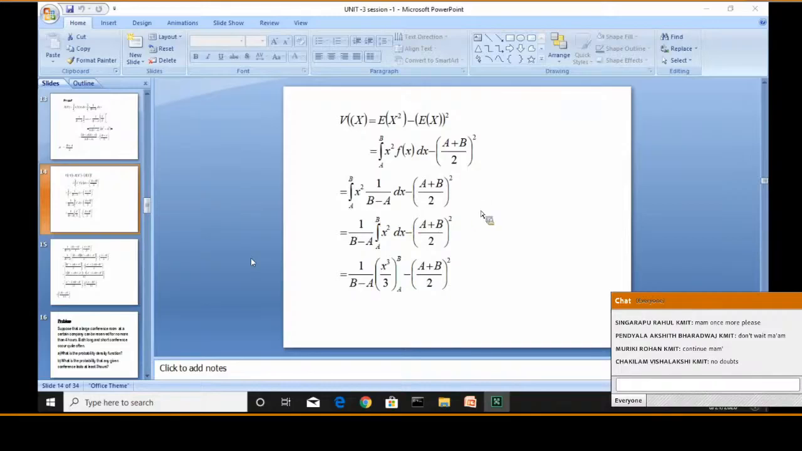Am I correct? This line is correct. Is it clear? Yes. Next, I am taking the constant outside. I am integrating x square, that everybody knows. Those are very silly problems. It gives x cube by 3, and I am applying the limits. I think it is clear, Rahul. I will go for the next slide.